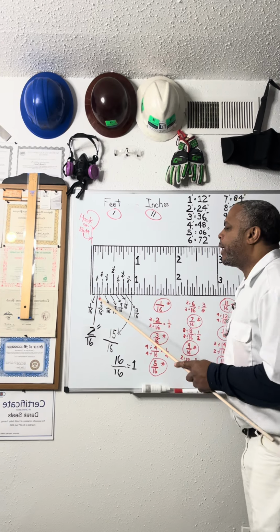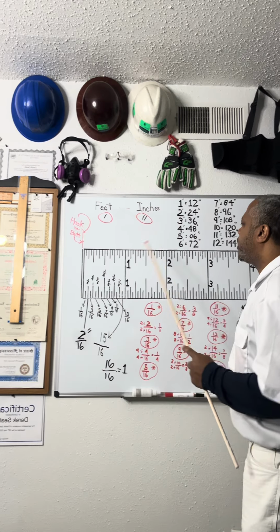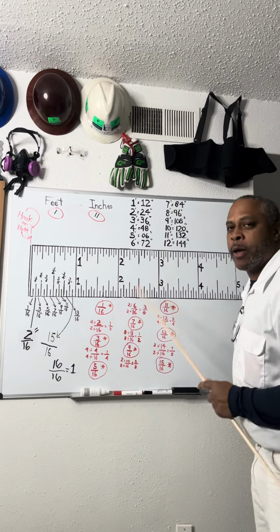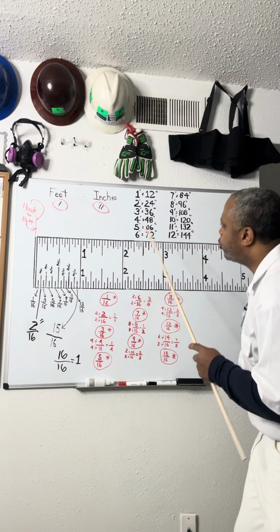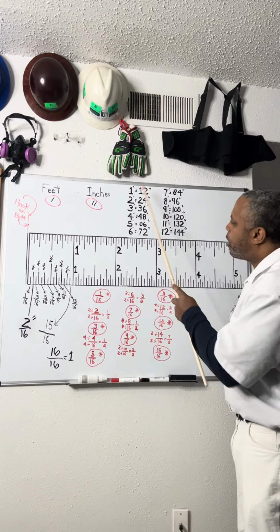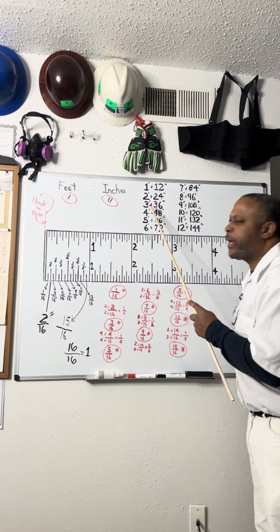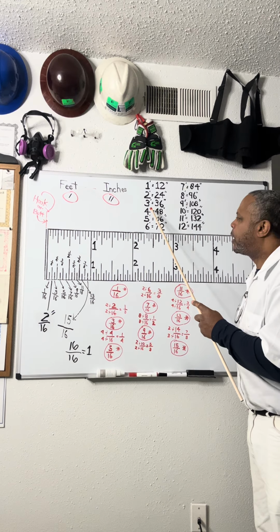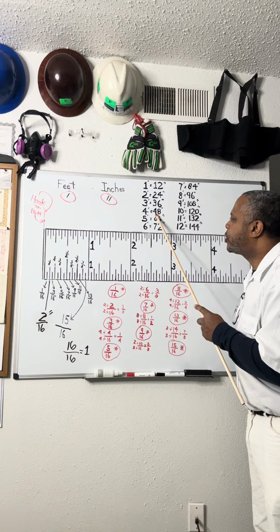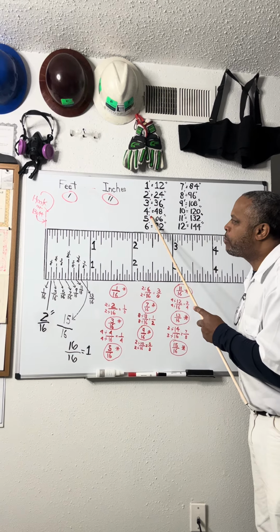So, breaking down every one of these again as we're going ahead, we need to establish and make sure that you know 1 foot equals 12 inches. 2 feet equals 24 inches. 3 feet equals 36 inches. 4 feet equals 48 inches. 5 feet, you see the symbol?